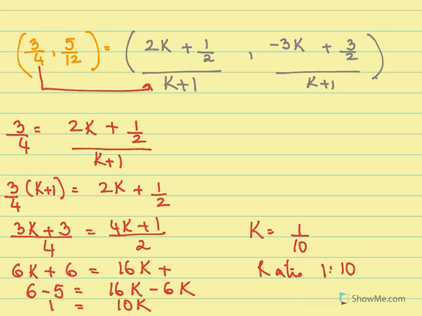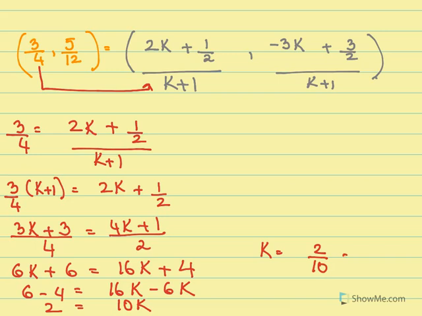We made a mistake. There should be 4 here, which means here would be 6 - 4, and this would be 2. So the ratio would be different. It would be k equal to 2 by 10, which is 1 by 5.